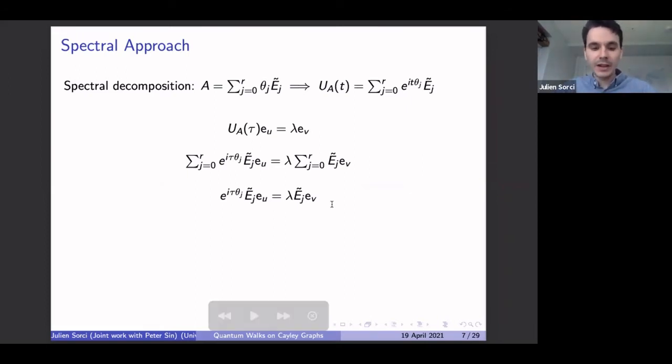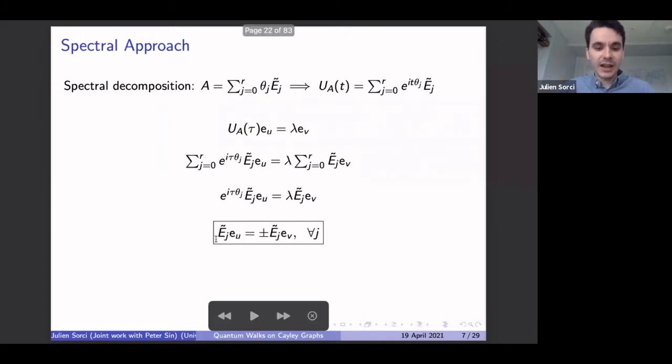Okay, and now the next step here is maybe a little bit technical, but the main point is that we observe that these projections, the E tilde sub j's, are real matrices, but this exponential here and this lambda here are both complex numbers. And so the only way for this equation to hold is if the uth column and the vth column of these E tilde sub j's are all equal up to a sign of plus or minus. Okay, and so that's one consequence.